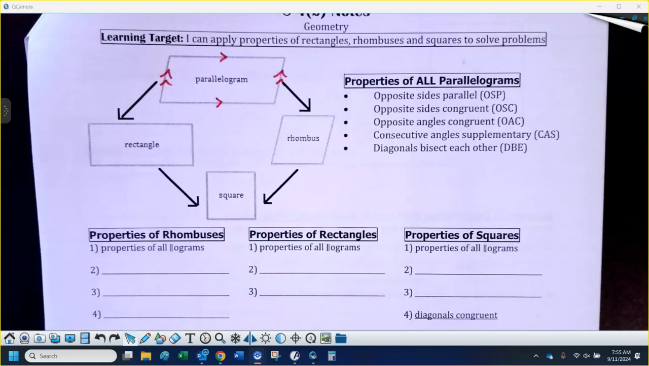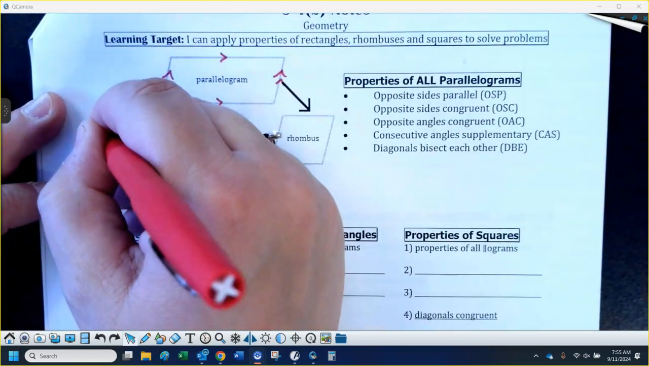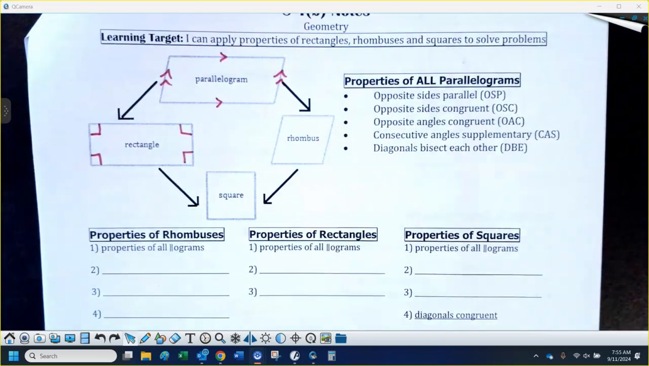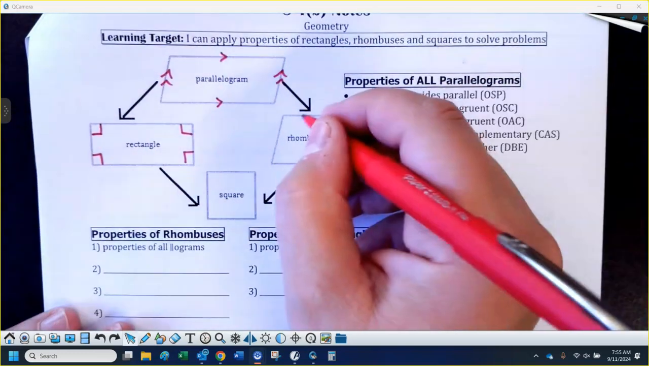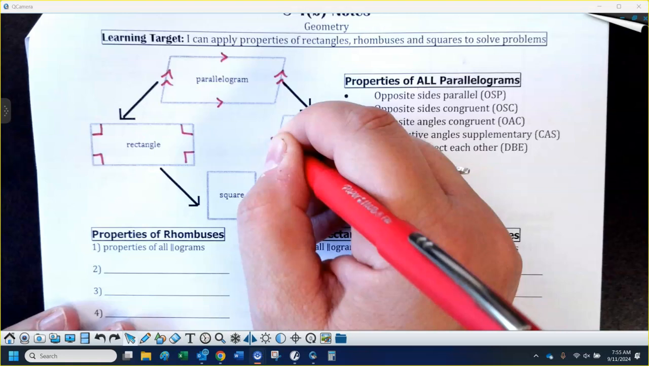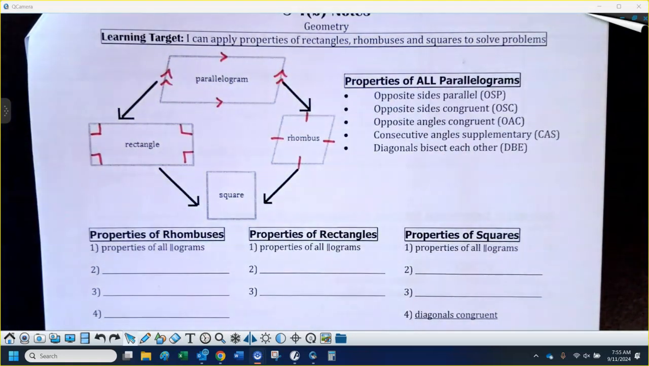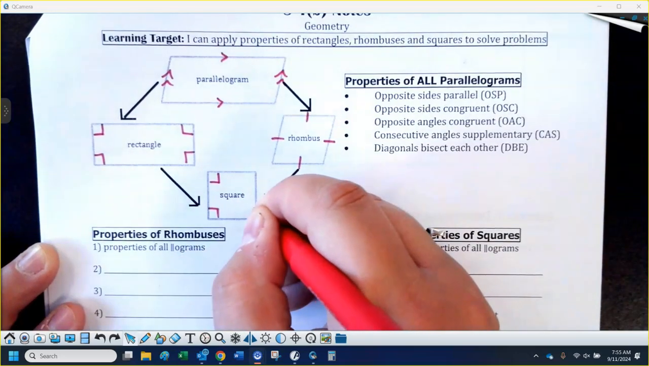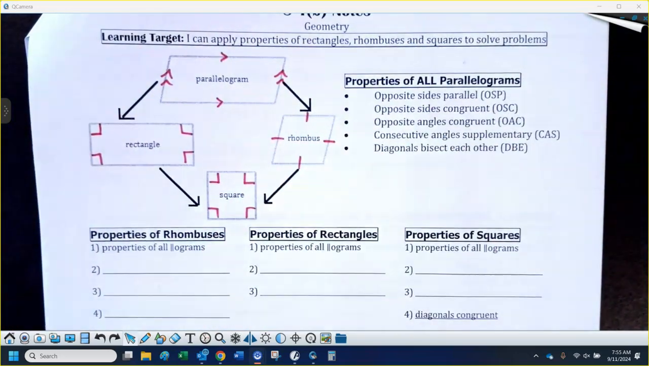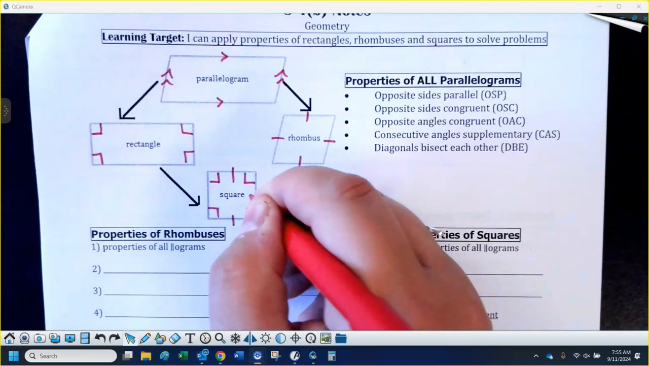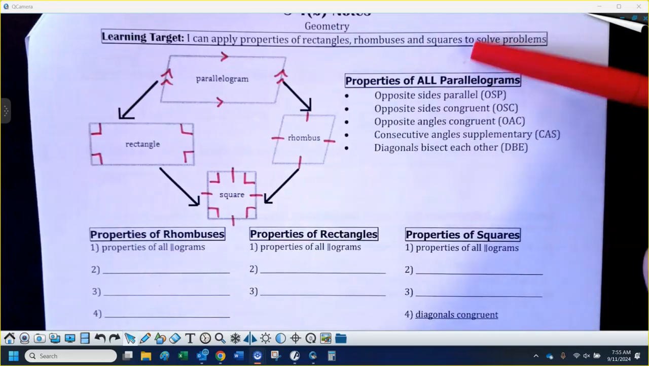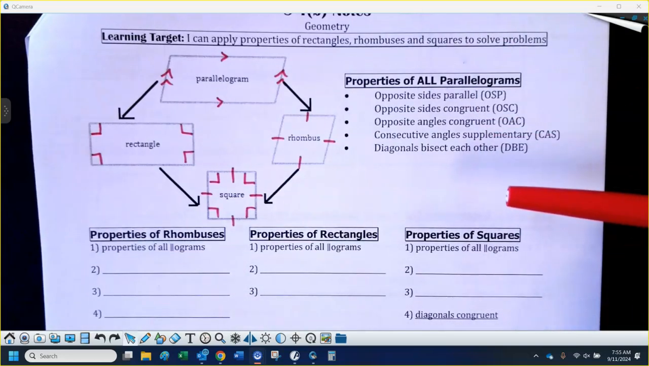By definition, the only thing you have to be a rectangle is 4 right angles. By definition, all you have to be a rhombus is all 4 sides being the same. And then by definition, the square is a combination of your rectangle and your rhombus. It has to have 4 right angles, and it has to have 4 sides that are the same. Now, all of these shapes follow all these properties that are just a basic parallelogram.